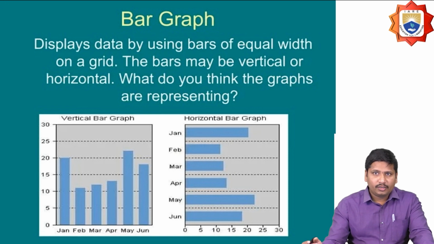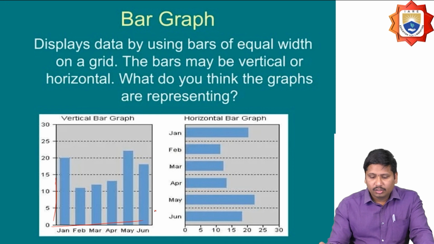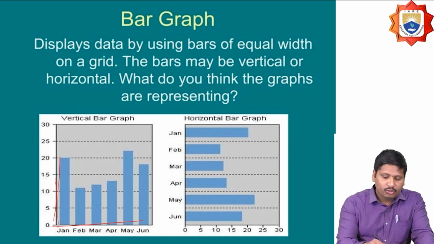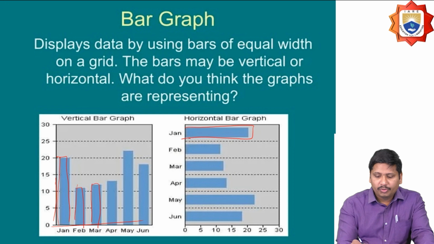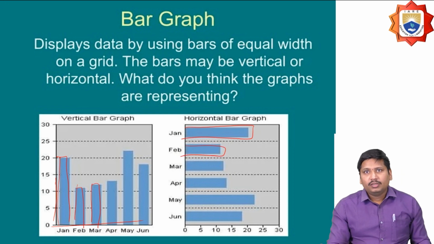How are graphs going to be presented? If it is a vertical graph, the lines are horizontal and vertical, and the bars are presented in a vertical fashion. In a horizontal one, the bars are presented horizontally.